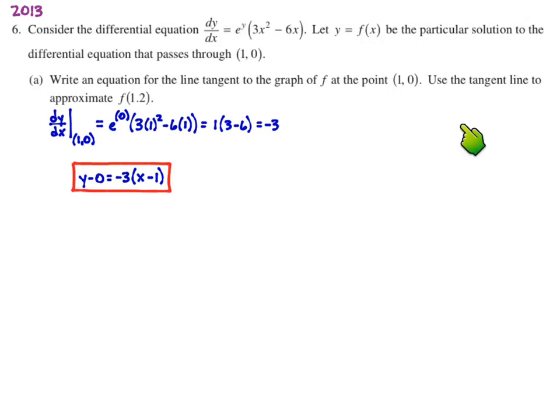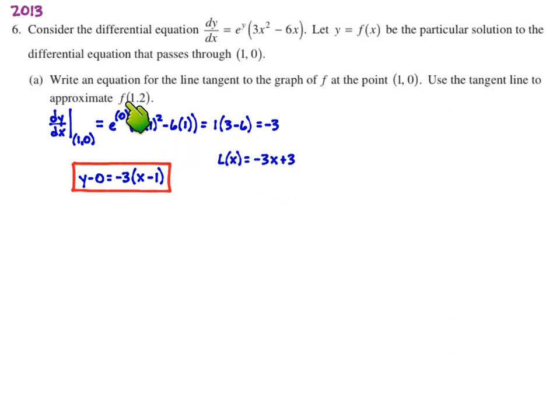Now, it says use the tangent line to approximate f of 1.2. Well, just as a level of comfort, when we're talking about linear approximations, we usually call our tangent line L of x. So I'm just going to rewrite this equation as L of x. All I did was replace y with L of x, and I distributed the negative 3, and the minus 0 just goes away. So the linearization, the tangent line, is negative 3x plus 3.